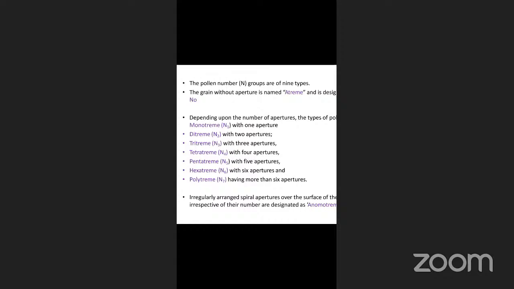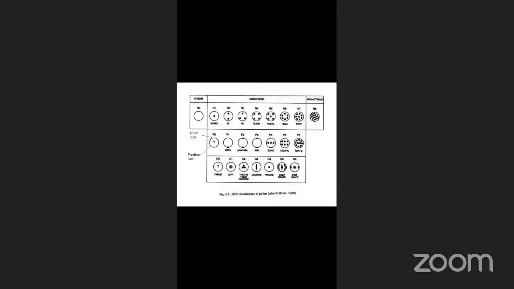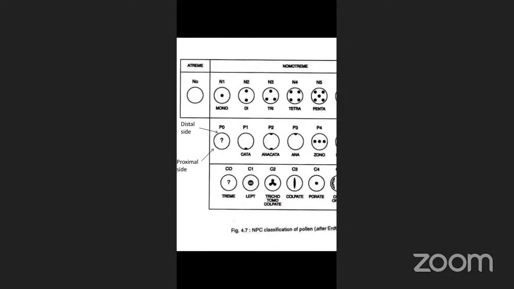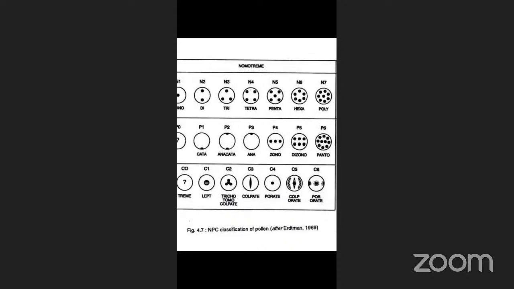Next, ditreme means two apertures. Aperture means a thin structure on the pollen grain. Three apertures, tritreme, then tetratreme, pentatreme, hexatreme, polytreme. Treme means holes. Here, based on holes, one hole is mono, di is two, three tri, tetra, penta, and poly.